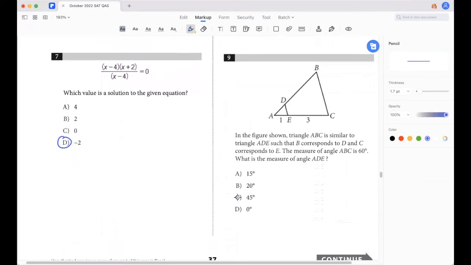In the figure shown, triangle ABC is similar to triangle ADE, such that B corresponds to D and C corresponds to E. The measure of angle ABC is 60 versus the measure of angle ADE. So if they are similar, obviously this angle is equal to this angle. So if the measure of angle ABC is 60, then ADE is also 60 degrees. Wait, B corresponds to D and C corresponds to E. Angle ABC is 60.